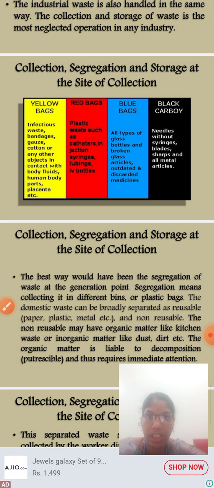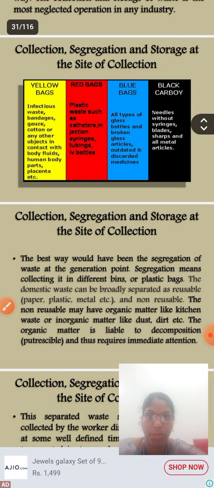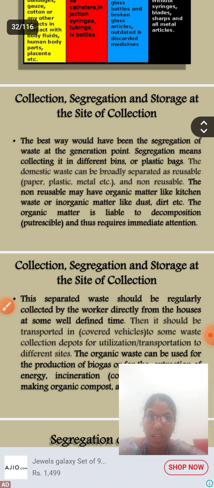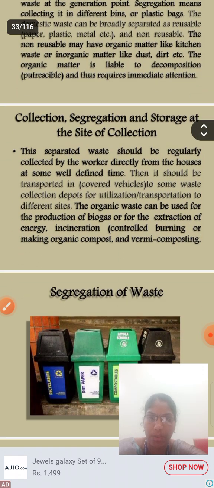Next one is blue bags. Here we collect broken glass, plastic, discarded medicines, like that. Those are all related to hospital waste, black carbide waste. And we also see green bags and blue bags. In green bags we collect dry waste. In our household we use green buckets, green containers, green dustbins, like that. Next is collection, segregation, storage, site of collection.